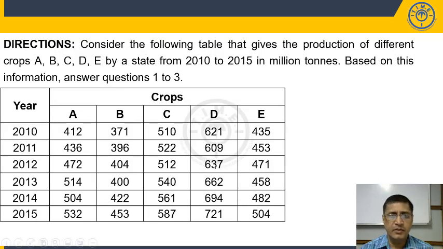Here directions are given. Consider the following table that gives the production of different crops A, B, C, D, E by a state from 2010 to 2015 in million tons. Based on this information, answer the questions 1 to 3. There are 3 questions based on this information.